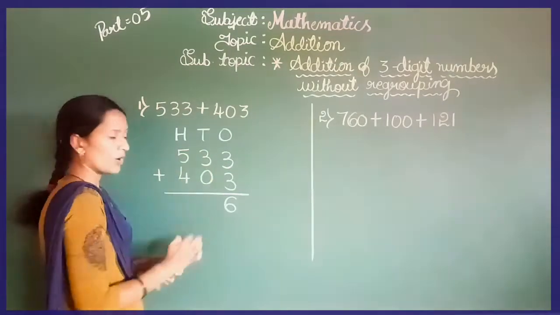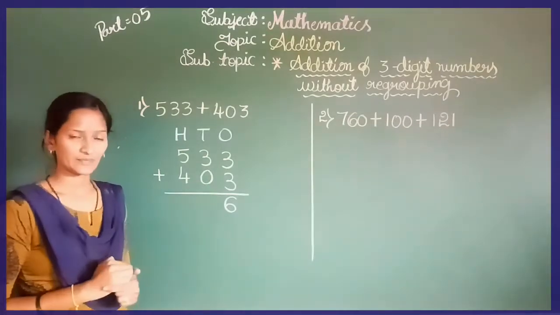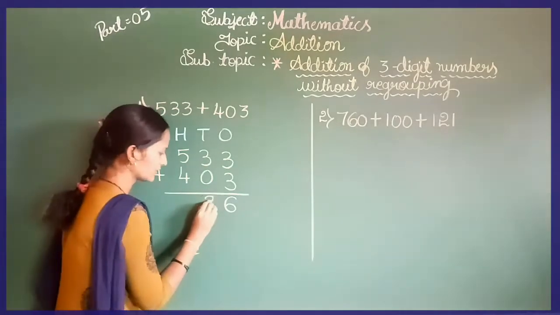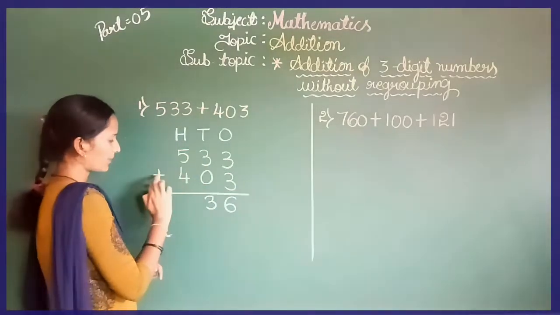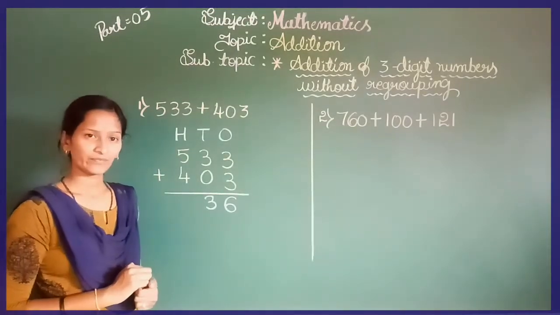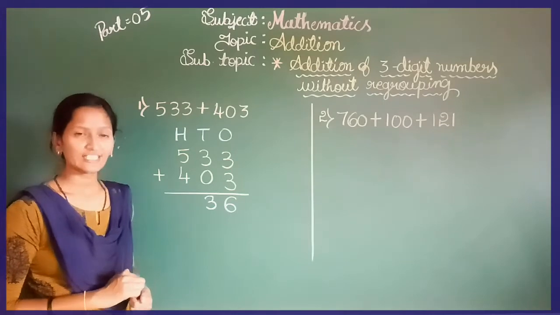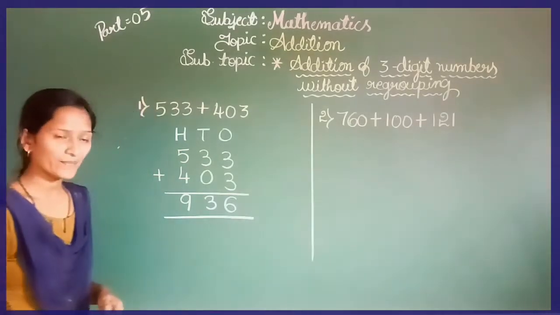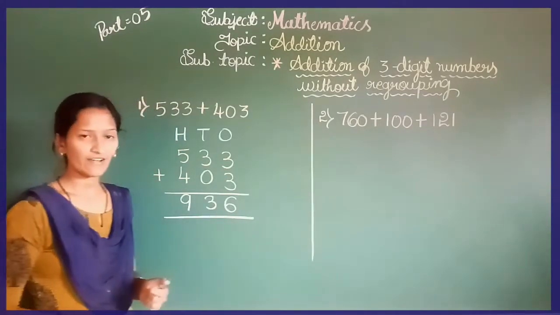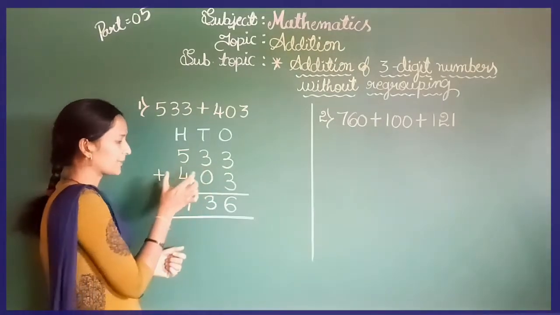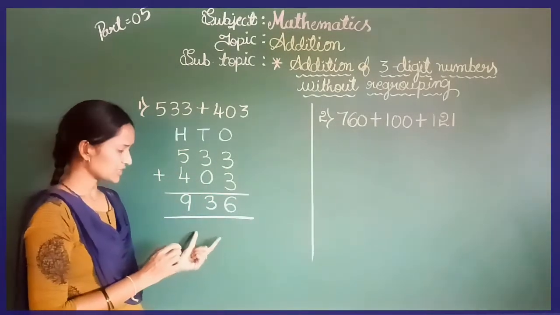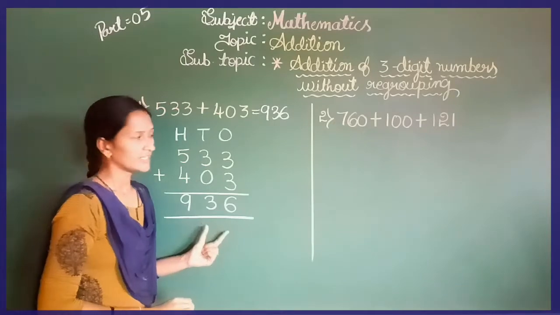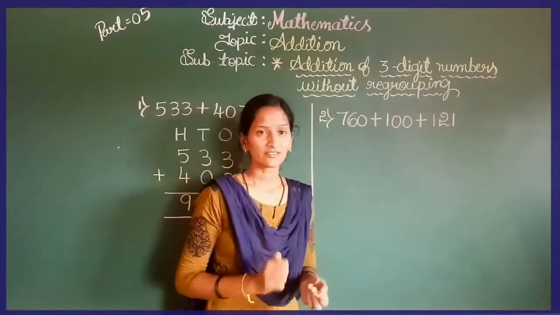The next, come to the tens column. 3 plus 0 or 0 plus 3, both are right. What is 3 plus 0? It is 3 itself. Write down here 3. The next, 4 plus 5. What is 4 plus 5? 4 plus 5 is 9. So write here 9. So students, which is our sum? 936 is our sum. 533 plus 403 is equal to 936.